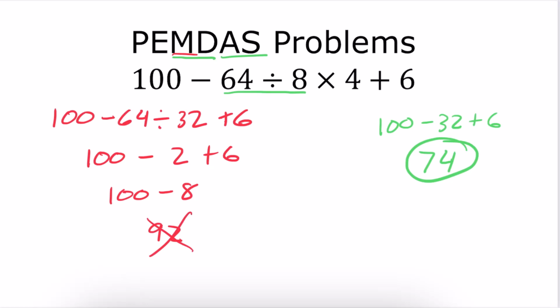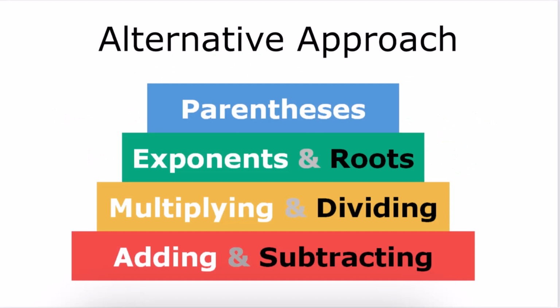And the mistake that they made was they didn't do multiplication and division from left to right, or addition and subtraction from left to right. But the mnemonic, PEMDAS, told them multiplication, then division, addition, and then subtraction. And that little stipulation that you have to do it from left to right can often be very confusing for students.